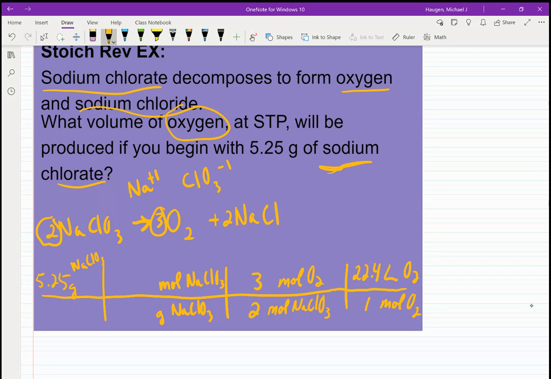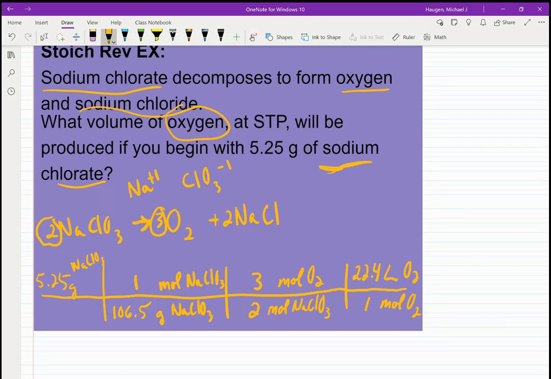And then you should have figured out the molar mass. And I got 106.5 if I use 35.5 for the chlorine. So now pause and do your calculations if you have not done so already. And check your answers.